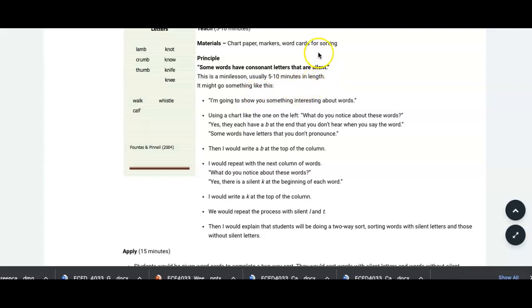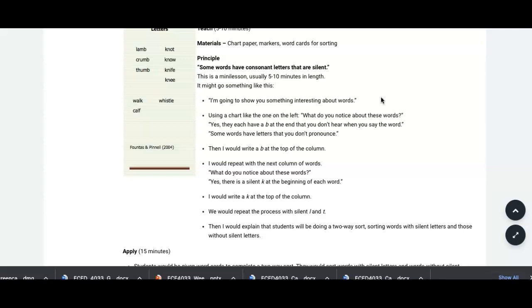Okay, so this mini lesson, 5 to 10 minutes in length, might go something like this. I'm going to show you something interesting about words. I'm going to have a chart with words on it. I'm going to ask the students, what do you notice about these words? Yes, they each have a B at the end that you don't hear when you say the word. Some words have letters that you don't pronounce.